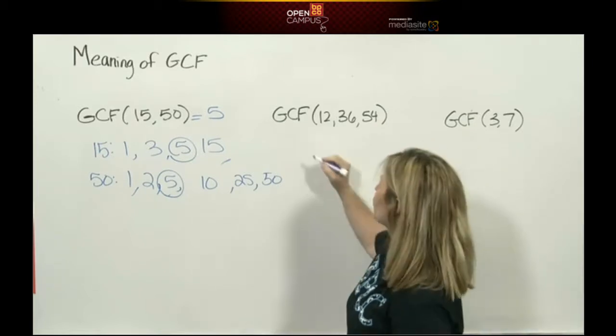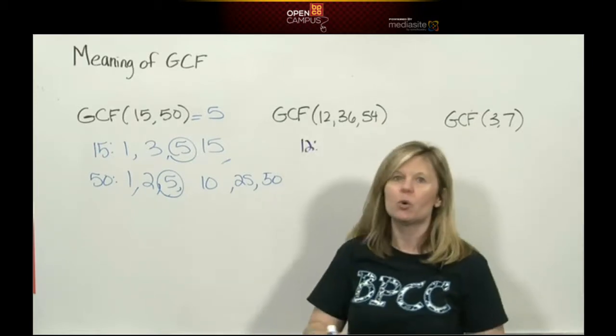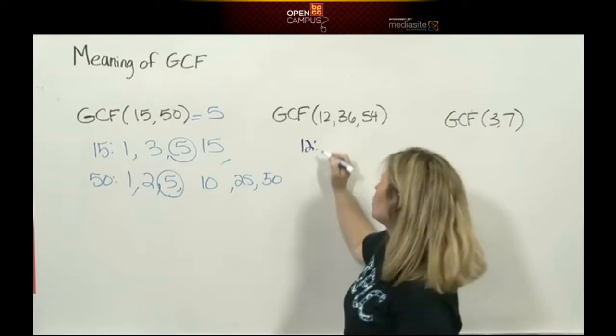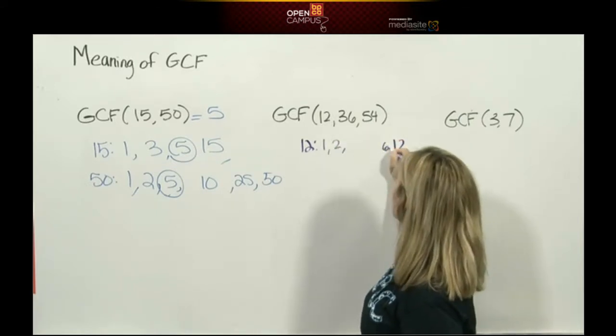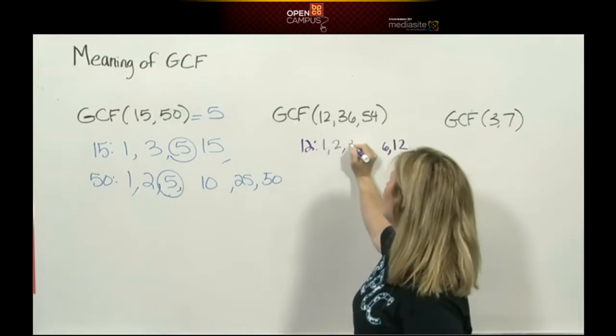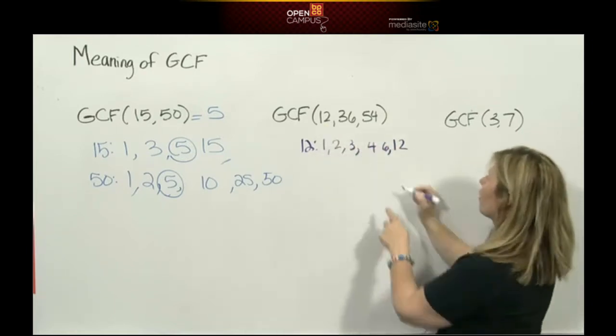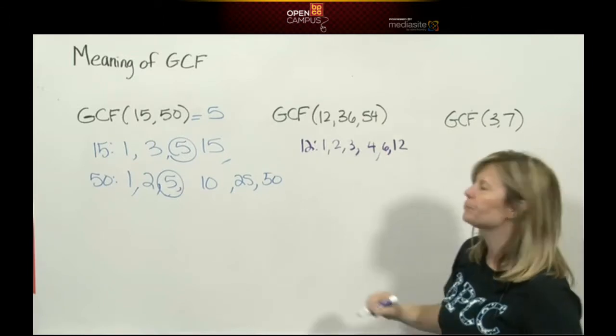All you have to do is list your factors. So it's always good to do them in numerical order. So 12 is 1 times 12. It's even. It's 2 times 6. It's 3 times 4. So those are our factors of 12.